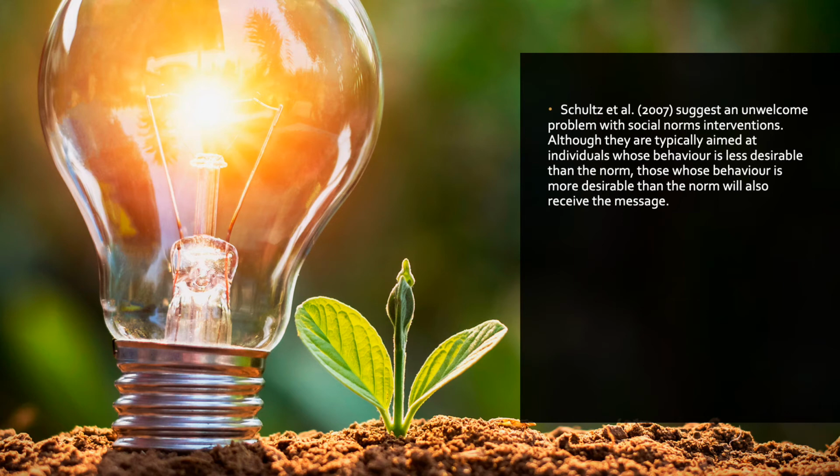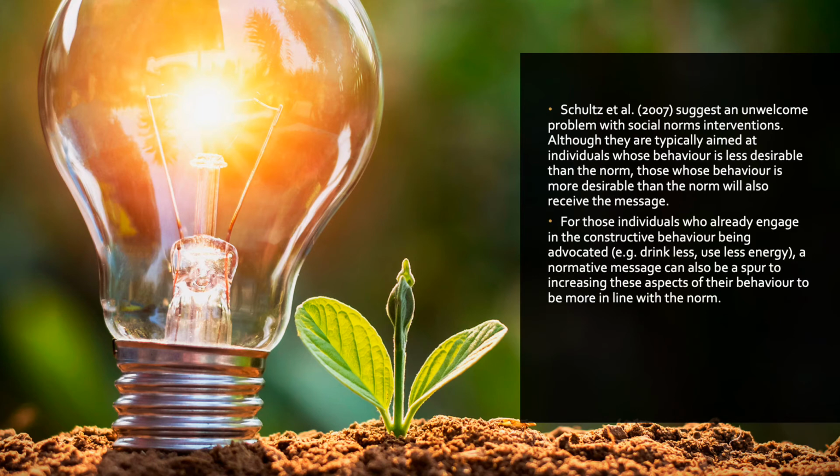Schultz et al. describe something that we call the Boomerang Effect, and it's also to do with social norms intervention. So these social norms interventions are aimed at individuals whose behaviour is less desirable than the norm. So it's people who maybe drink and drive, or people who smoke too much or drink too much. Those whose behaviour is most desirable also receive the message though. So for those who already engage in constructive behaviour, so they drink less than the norm, they use less energy than the norm, the normative message can change these aspects of their behaviour to be more in line with the norm.